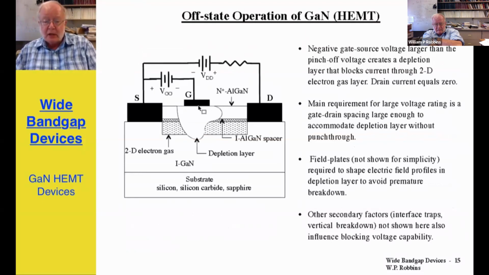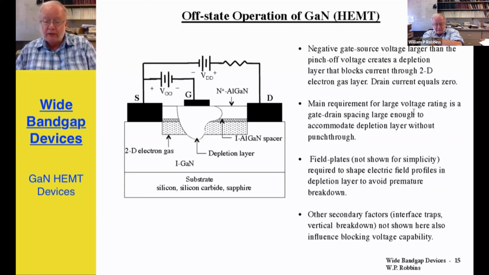In the off state, what one has to do is reverse bias the gate to source junction, as I've shown here. And if the negative gate to source voltage is larger than the so-called pinch-off voltage, this will create a depletion region that I'm showing here that will block the current through the two-dimensional layer, and so no current will be able to flow from the drain to the source.